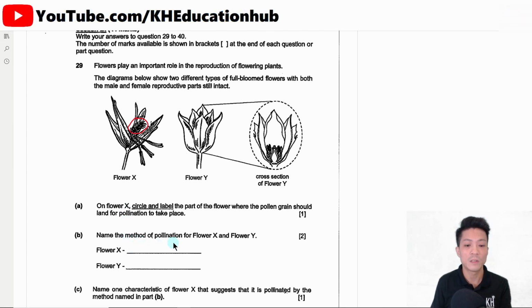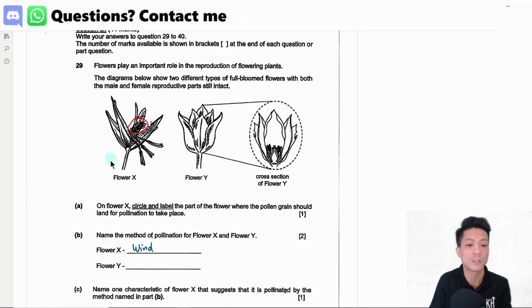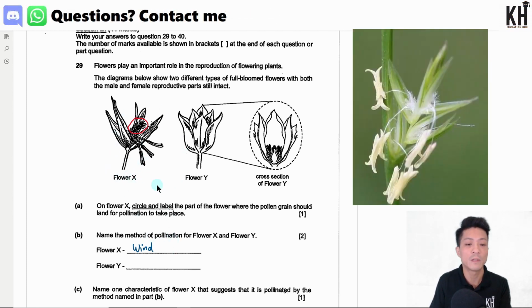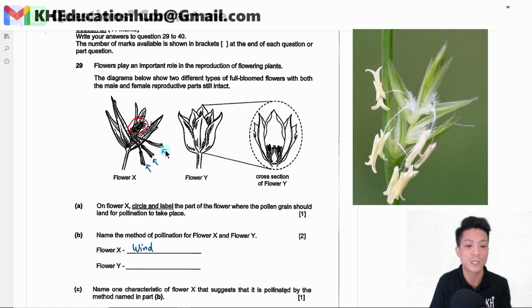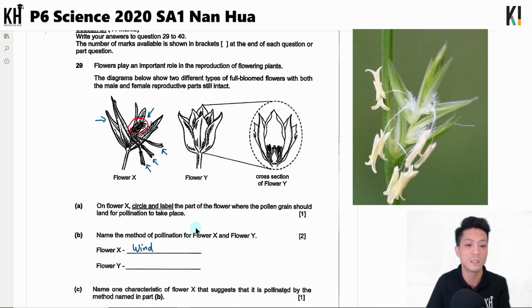Name the method of pollination for flower X and Y. So for flower X, it should be wind pollinated. Because if you look at the structure of flower X, remember wind pollinated flowers always have the anther hanging out, exposed to wind, and they also have this feathery-like stigma to increase the chances of pollen grain landing on it. And they'll have smaller petals so that they will not block wind.